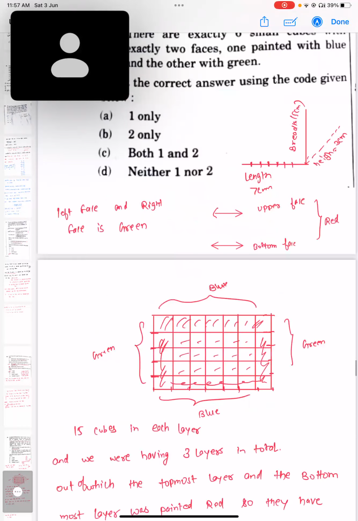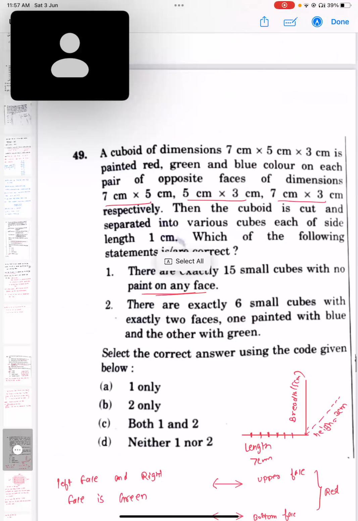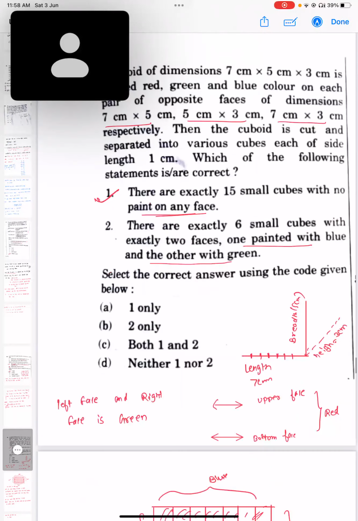There are exactly 6 small cubes with exactly 2 faces, one painted blue and the other green. It is saying there are exactly 6 cubes with exactly 2 faces, one painted blue and the other green. So blue and green were this here. So how do we check it?